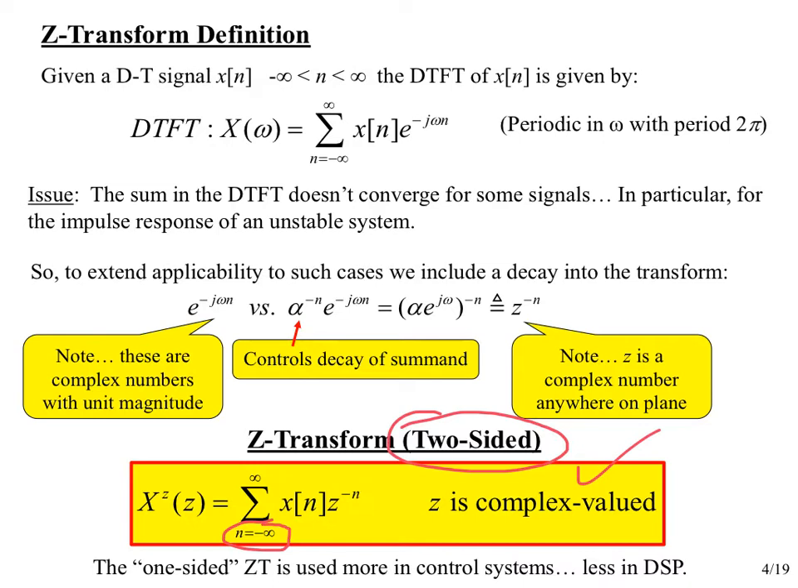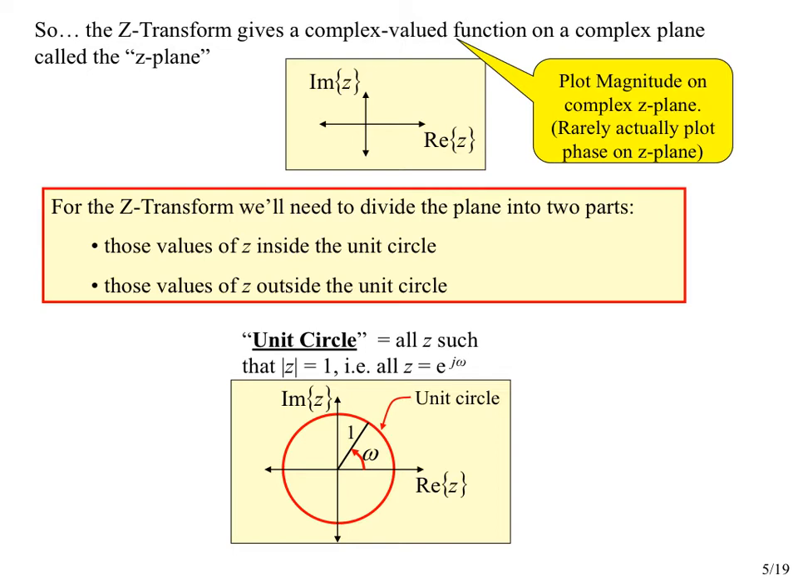The one-sided z transform is nice when you're dealing with initial conditions, and therefore it's more widely used in control systems. The two-sided is a little more widely used in DSP, although there are some scenarios where we might want to consider the one-sided. So for the most part, they work very similarly. There's fewer differences than there are similarities between these, but you should be aware that there are two different flavors of the z transform.